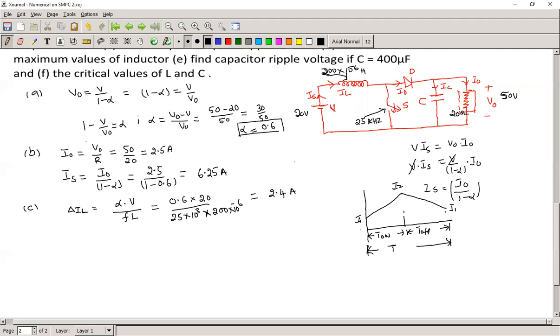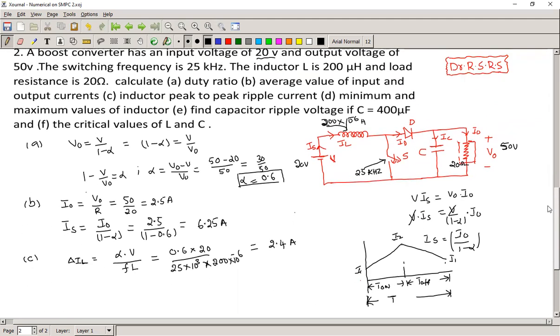Now we are finding the minimum and maximum value of inductor current.